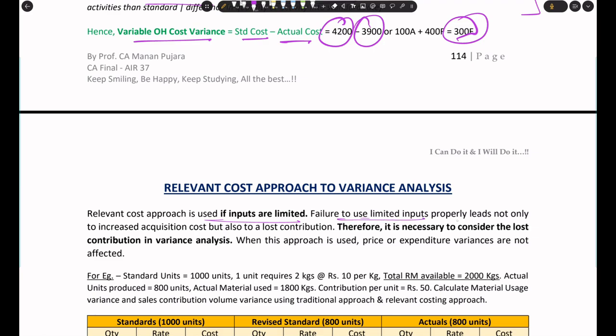Failure to use limited inputs properly leads not only to increased acquisition cost but also to loss of contribution. Therefore, it is necessary to consider the loss contribution in various analyses. When this approach is used, price or expenditure variances are not affected.